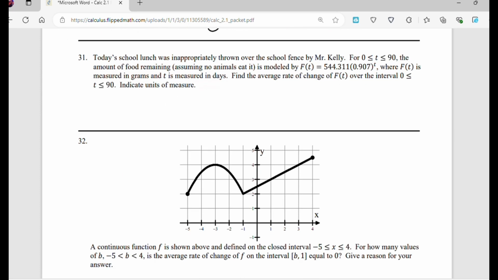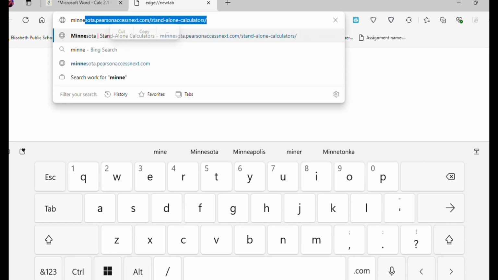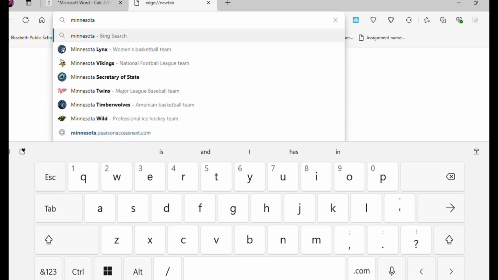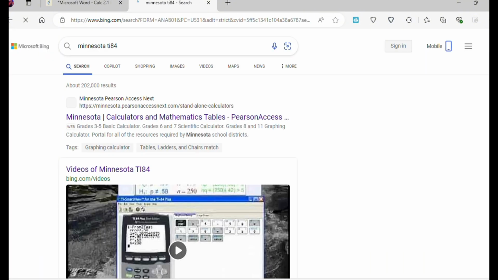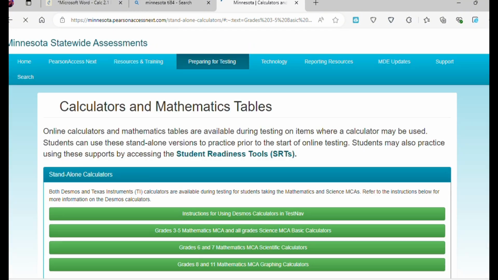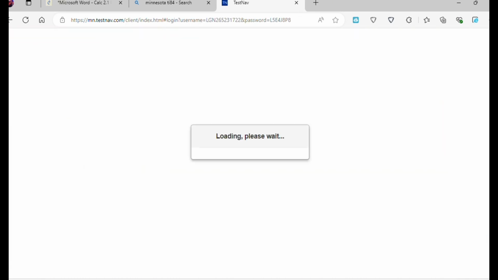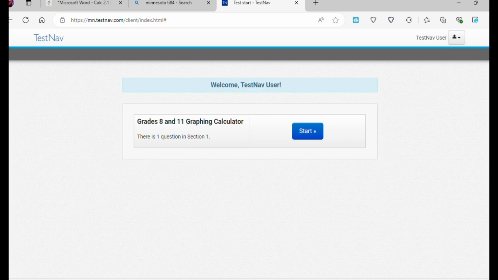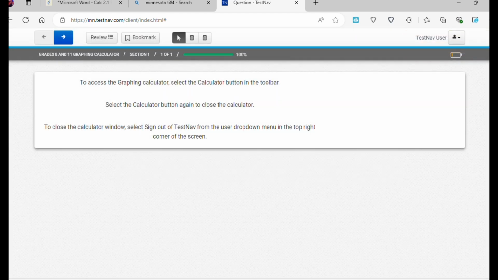Okay, I'm going to need a calculator for this one, so take them out or just go on the website I'm about to show you. So if you search up Minnesota TI-84, and then we go to grades 8 through 11 calculators, we can find this wonderful TI-84 right here.